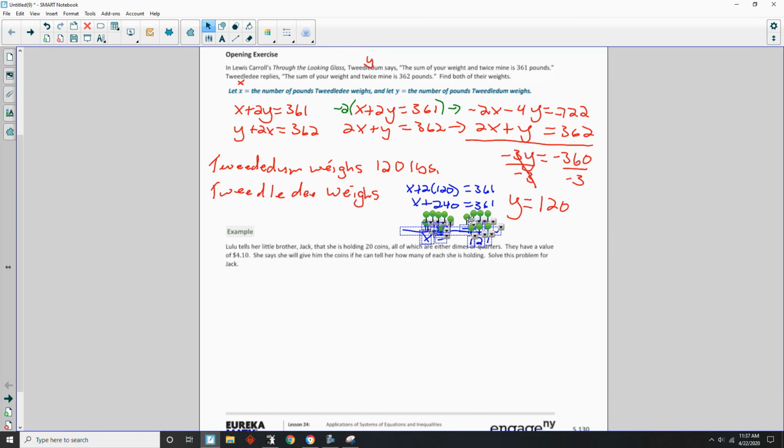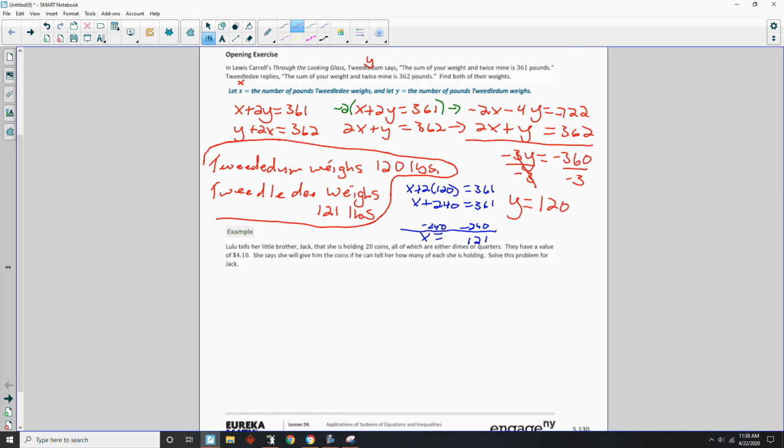So let's just move this out of the way. Whoops, undo, undo. All right, try that again. Okay, it exploded it, so I will just write it in here. Tweedledee weighs 121 pounds. So my answer is right here. Tweedledum weighs 120, Tweedledee weighs 121.